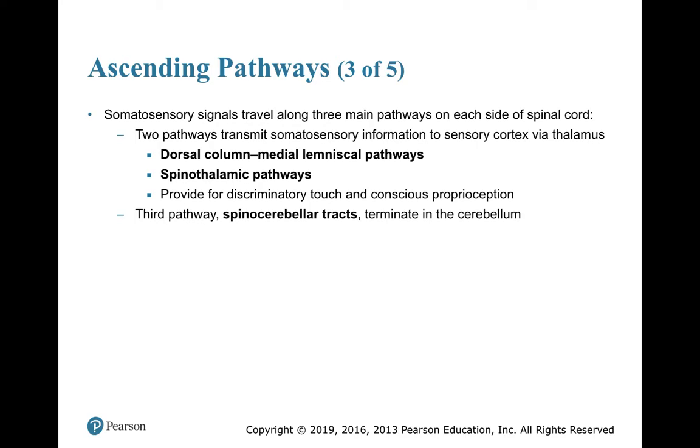Somatosensory signals travel along 3 main pathways on each side of the spinal cord. The 2 pathways that transmit somatosensory information to the sensory cortex through the thalamus include the dorsal column medial lemniscus pathways and the spinothalamic pathways. They provide for discriminatory touch and conscious proprioception. The third pathway, the spinocerebellar tract, terminates in the cerebellum.